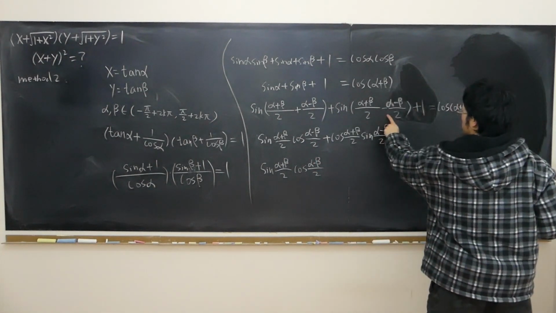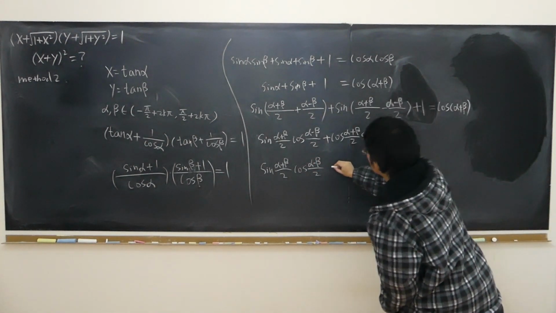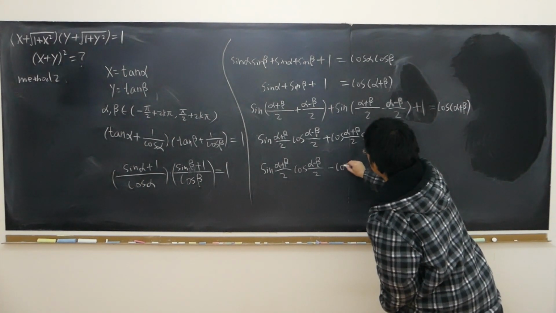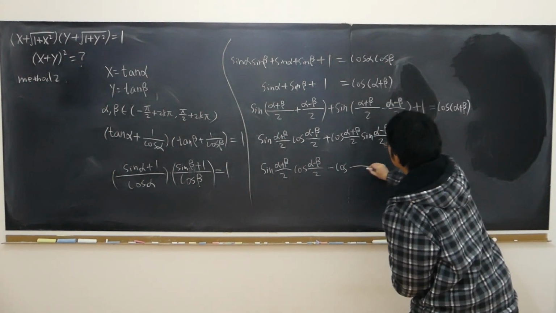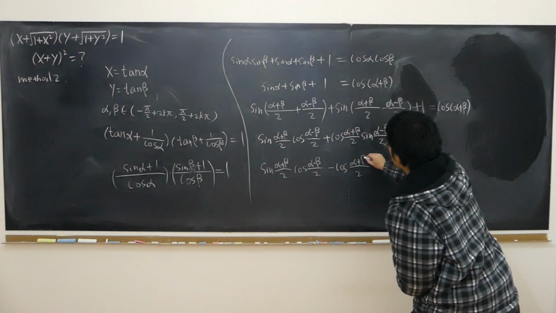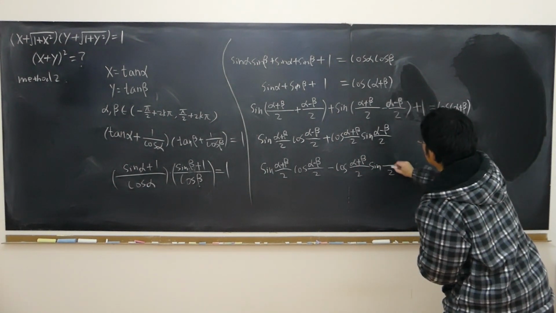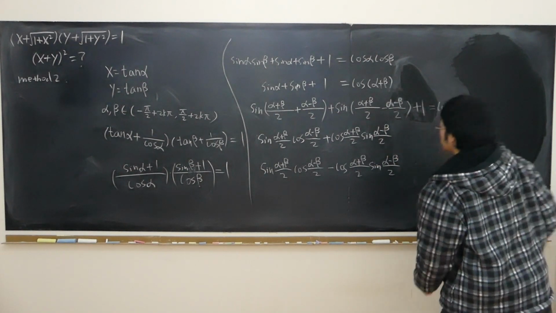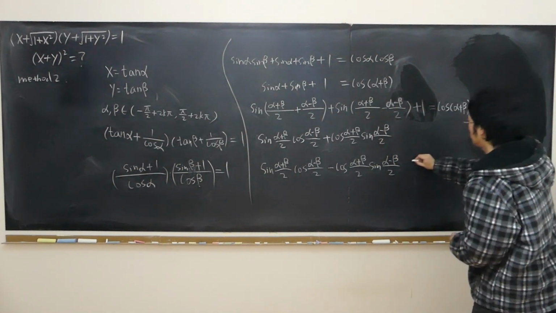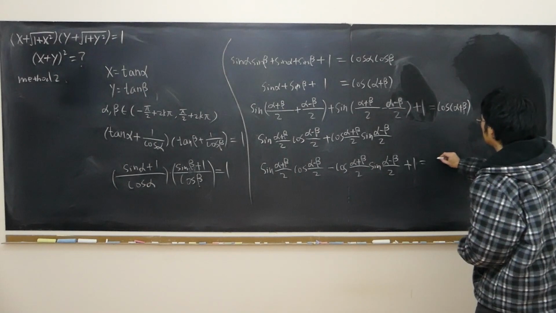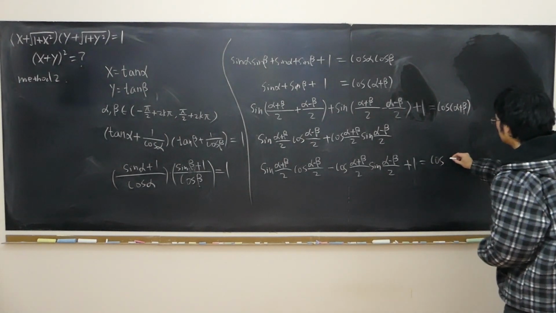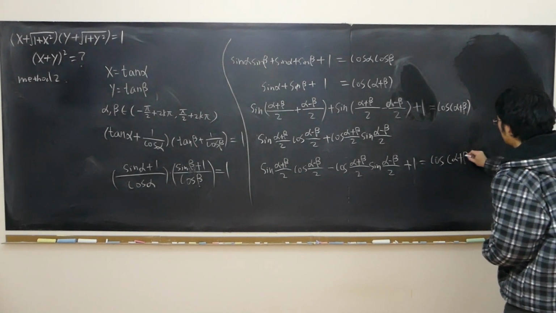Since it's a minus, it should be consistent. So minus cos first angle sine second angle plus 1 equals the right-hand side. We'll deal with the right-hand side later.